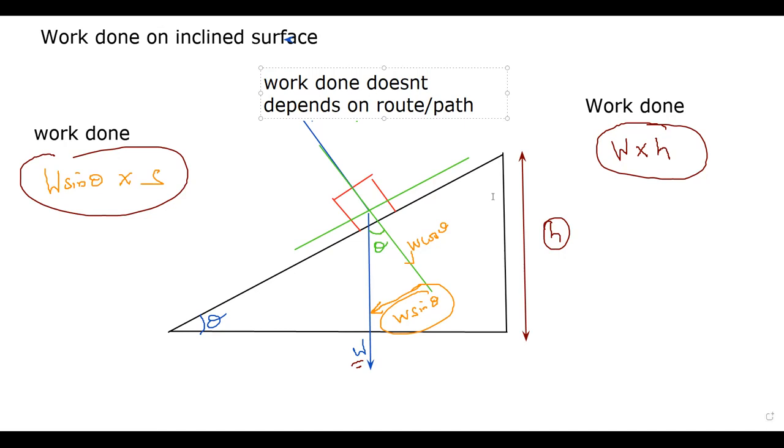So if you have two objects, one is moved on the inclined surface and the other object, the same object basically, the second case it is lifted up. So when we calculate a work done, the work done will be useful work done. Useful work done to lift the object from the same level to the same height, that will be same.